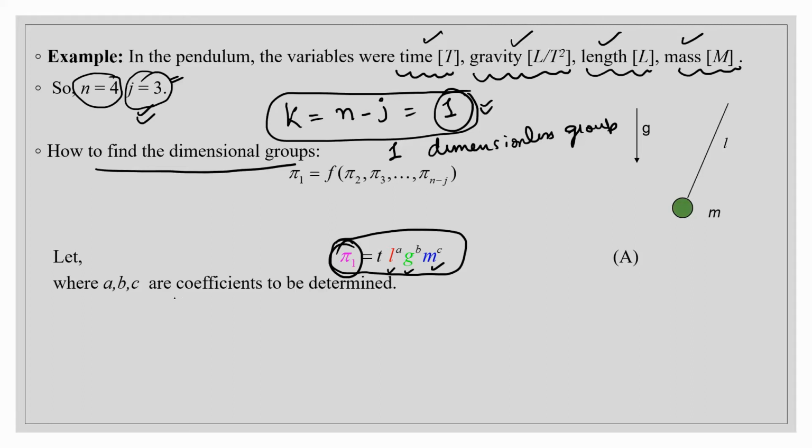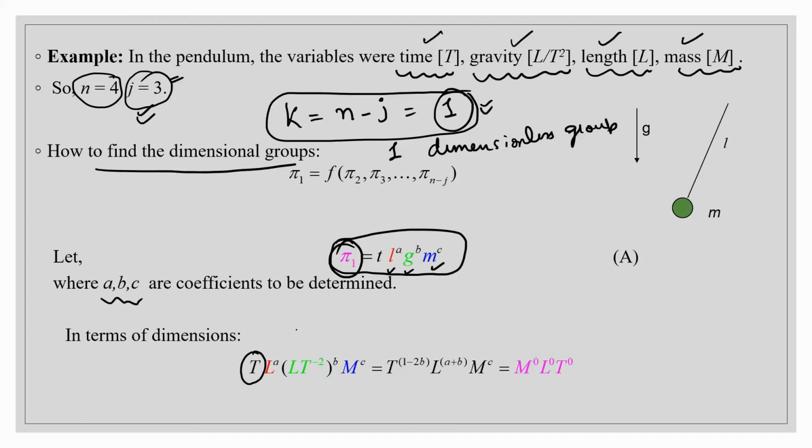Now these a, b, c are obviously to be determined, and in terms of dimension if we write, we can see that this black color represents the dimension. So this is the dimension of time, this is the dimension of length, this is the dimension of gravitational acceleration, this is the dimension of mass. Now since pi 1 is dimensionless, this will be equal to M to the power 0, which means that this does not have any dimensions.